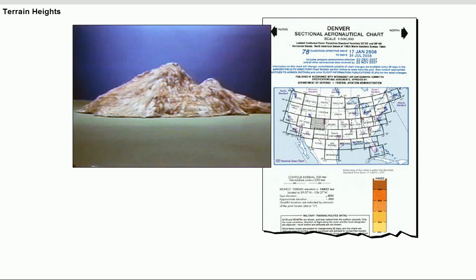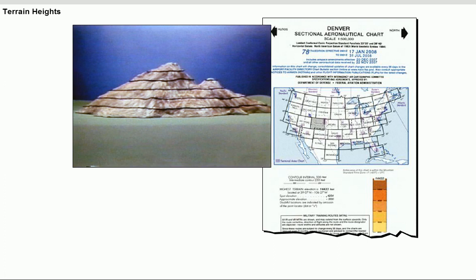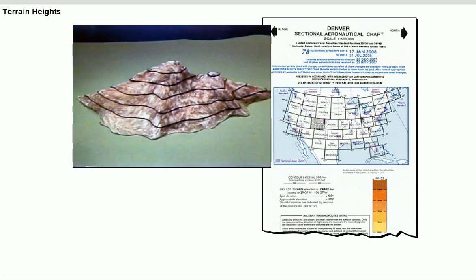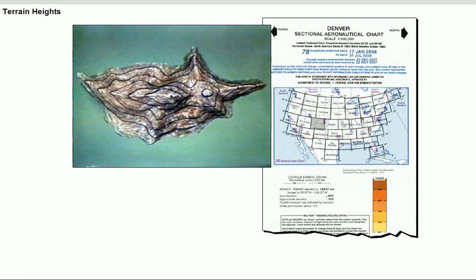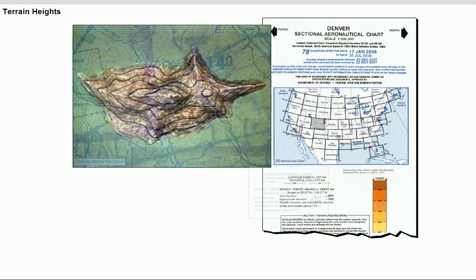This model illustrates the relationship between terrain shape and terrain elevation in reference to the contour lines shown on the chart. When viewed horizontally, the lines are parallel to the base of the mountain and to each other. From a higher angle, you can see that the lines follow the irregularities of the slopes, valleys, and cuts on the mountain. When you view the terrain from directly overhead, the lines represent what you see on the chart, indicating both the elevation and the shape of the mountain.